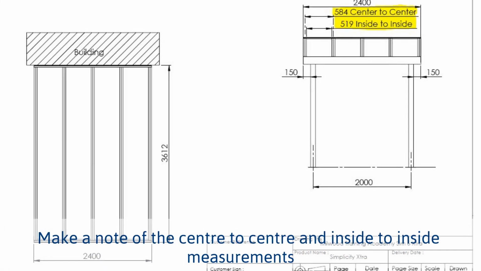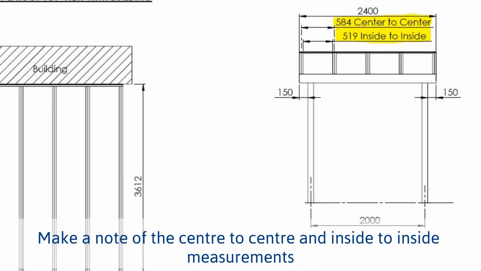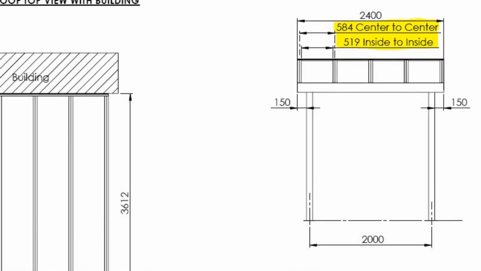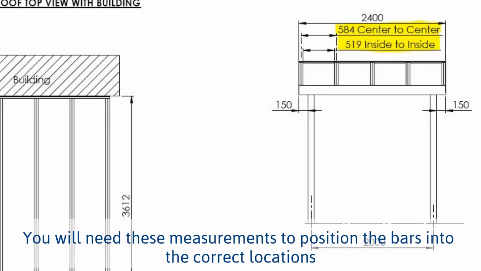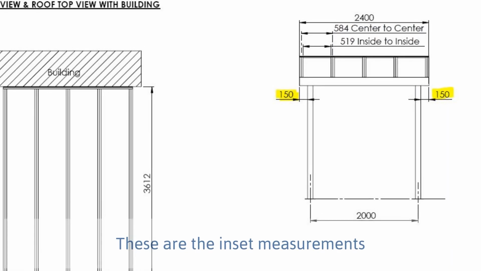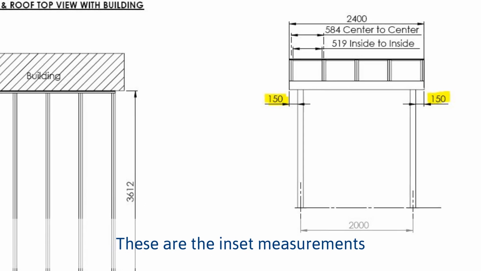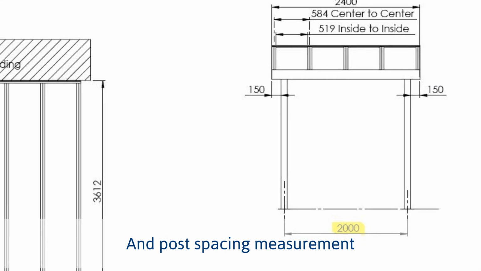Please also make a note of the center to center and inside to inside measurements, as you will need these later during the installation. For the example shown on screen, the center to center measurement is 584 millimeters, and the inside to inside measurement is 519 millimeters. You'll need those measurements to enable you to position the bars in the correct positions. Also note on this example, there's an inset of 150 millimeters from the outside of the post to the outside of the beam, and the posts are 2 meters apart.